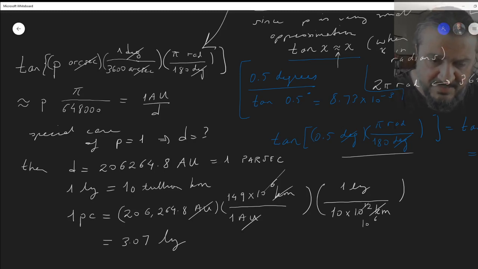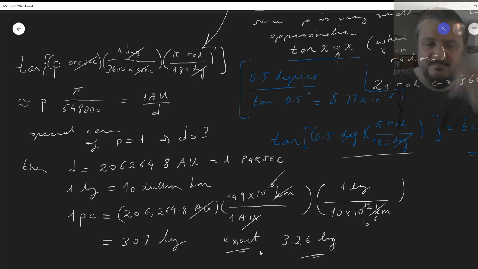So let me just look it up real soon. Real quick, so let's say one parsec in light years, 3.26. So the exact number is 3.26. Let me go back here. The exact number from Professor Google is 3.26 light years.